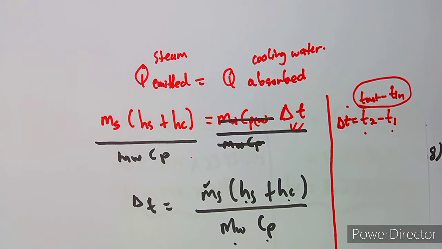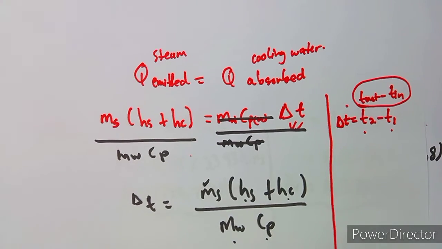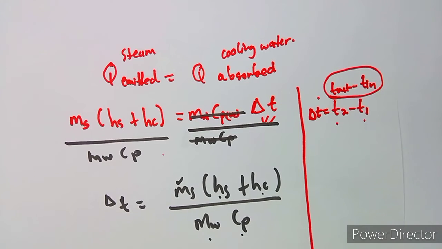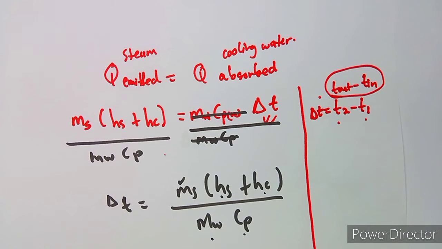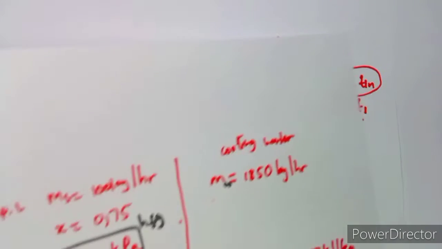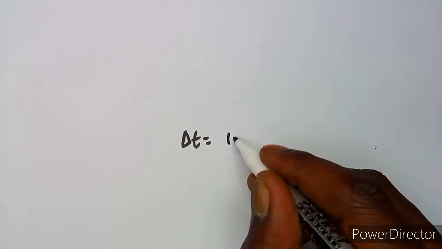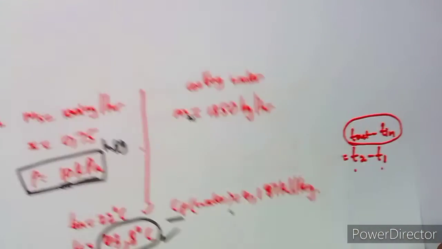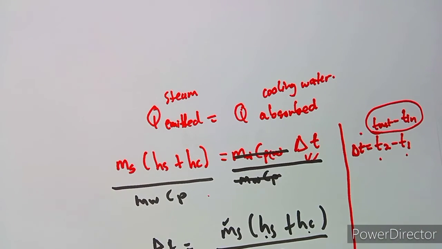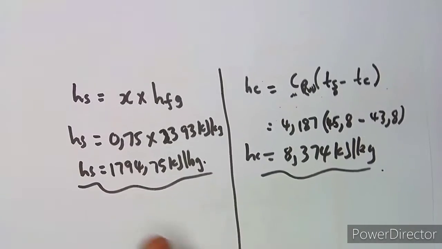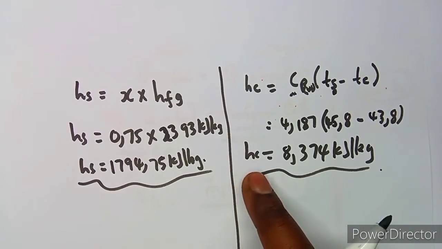So the change in temperature is not the answer, but it's going to help us to find what we need. Let us put in our values, guys, from this formula that we had. We are now at change in temperature, which is over MS. So it's a matter of substitution. Remember, your ms was 100 here, so that's 100 times hs plus hc, so we have to combine these two together.